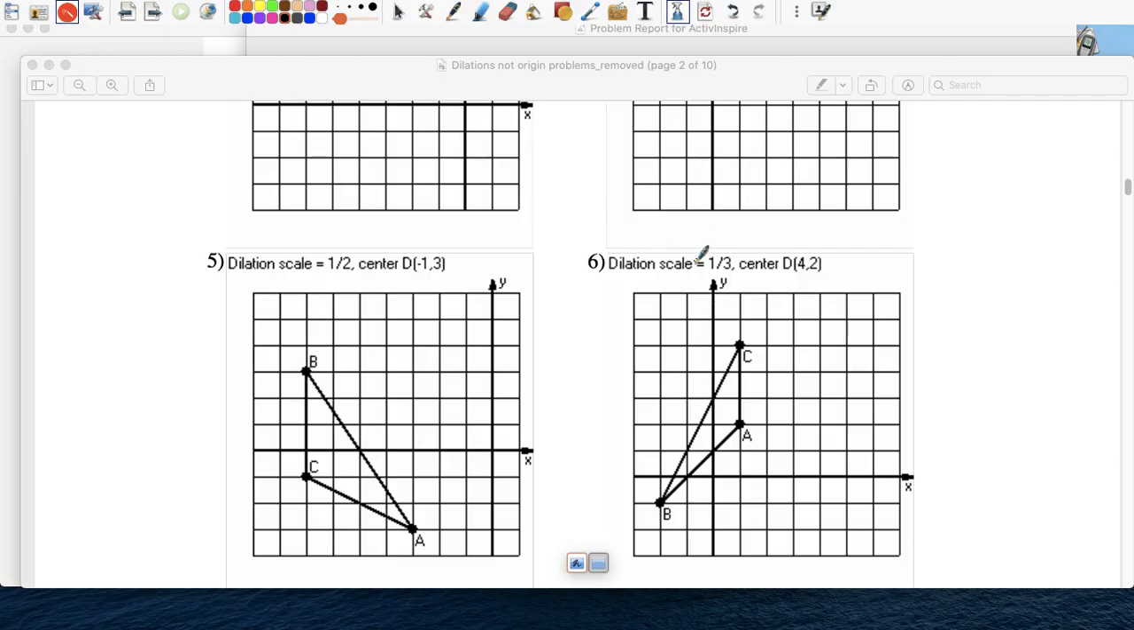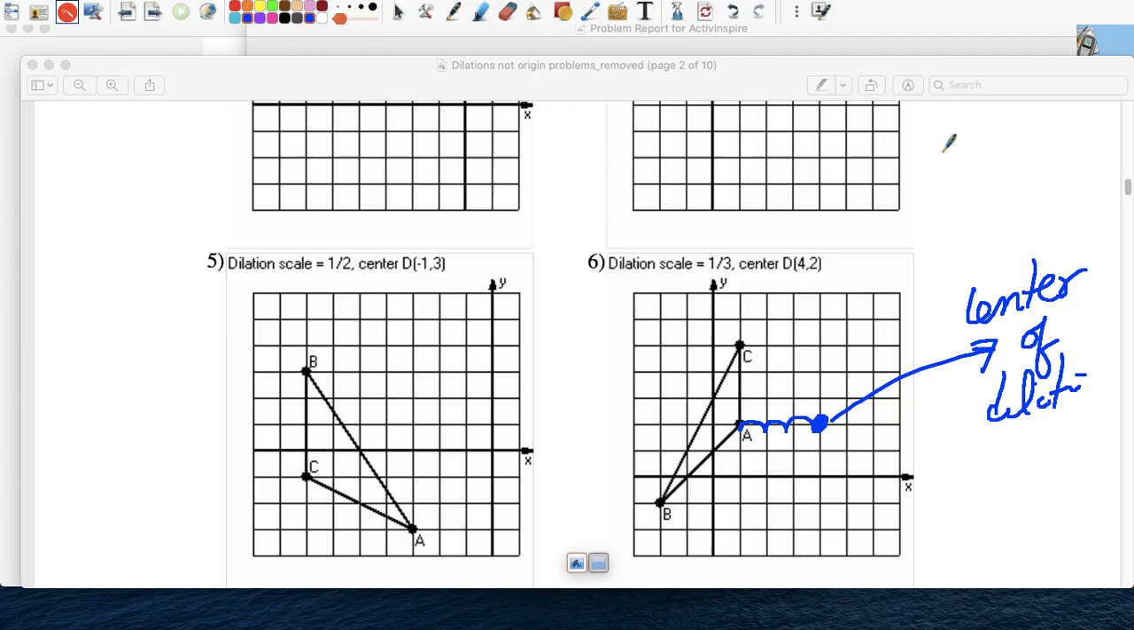Last question. It's going to be a scale factor of 1/3 now. The center is (4, 2). So here's my center of dilation. Everything's going to be based on the distance that the points are to that center of dilation. Let's look at point A. If you were at this center and you had to walk to A, you would go 1, 2, 3 units. So it's 3 units.